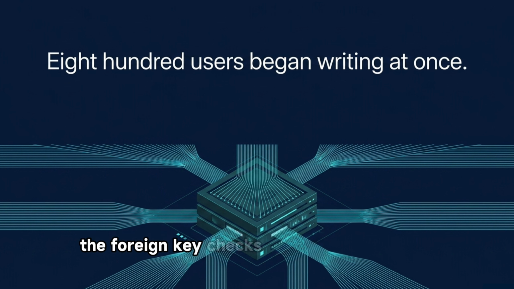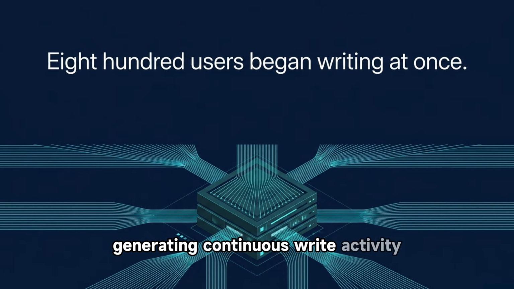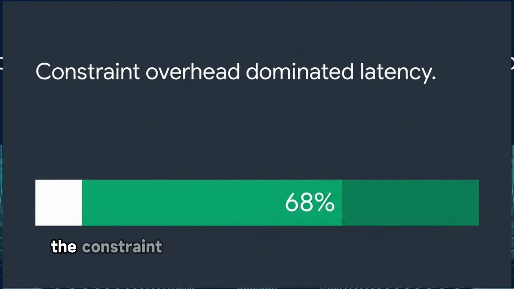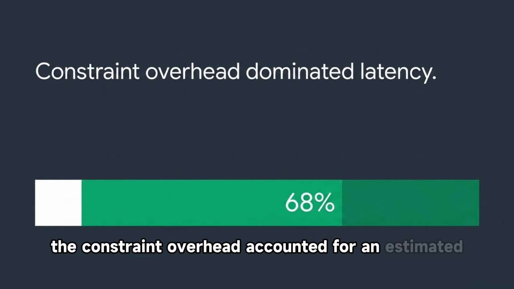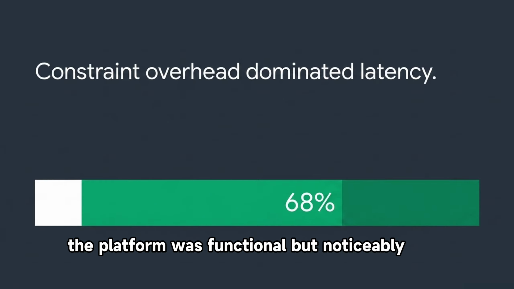The foreign key checks across 4 tables on every document write, combined with the unique index lookups on the composite key, were each individually modest operations. Under 800 simultaneous users generating continuous write activity, they compounded. The constraint overhead accounted for an estimated 68% of total write latency. The platform was functional, but noticeably slow.